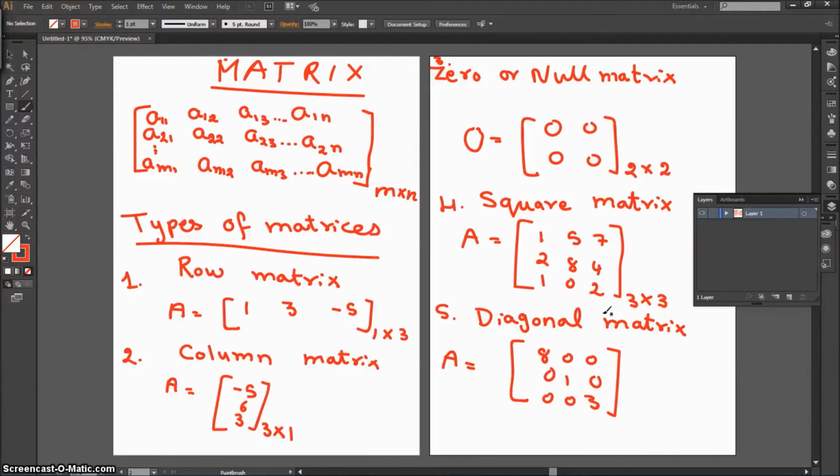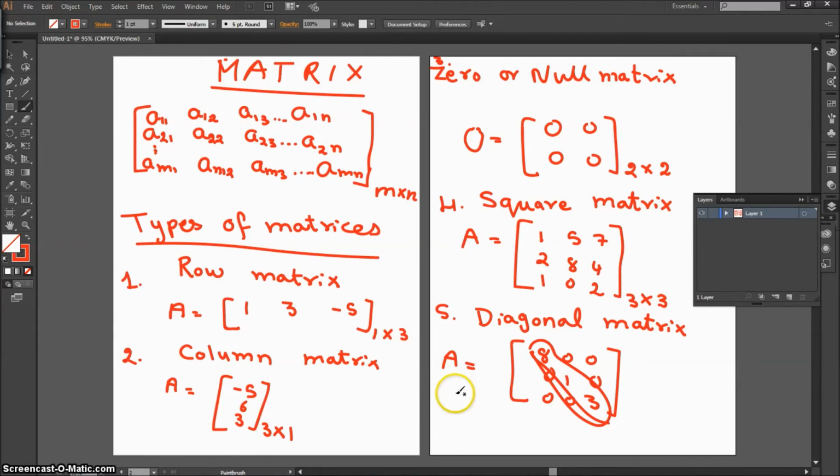Next is diagonal matrix. A diagonal matrix is a square matrix in which all elements are 0 except the diagonal elements. So which are the diagonal elements here? These are called the diagonal elements. These 8, 1, 3. The zeros are not included. Sorry, it should be like this: 8, 1, and 3. So these are diagonal elements.